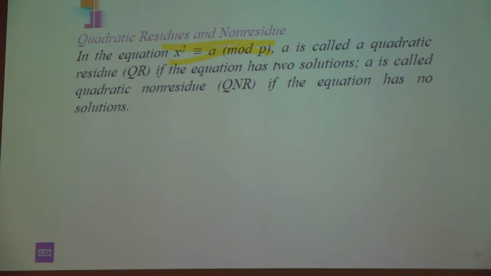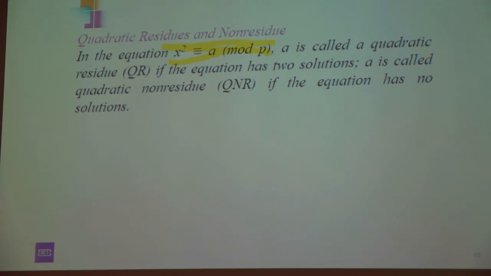A is called a quadratic non-residue, or QNR, if the equation has no solution. So some of the equations have solutions, we call them QR, and some of the equations have no solutions, we call them QNR, right?